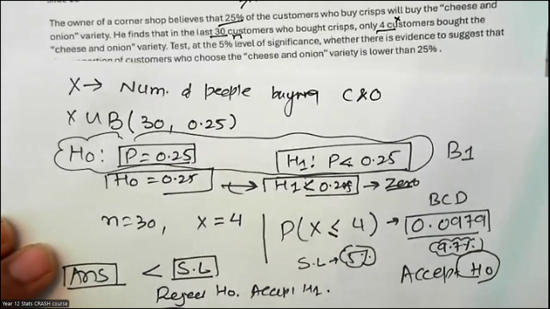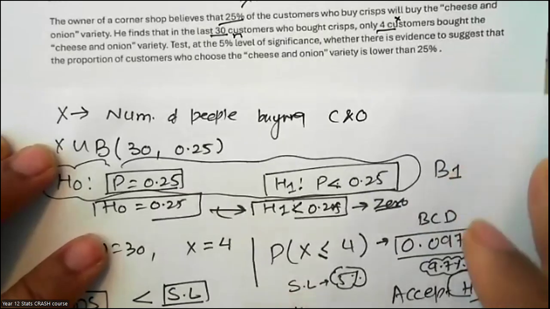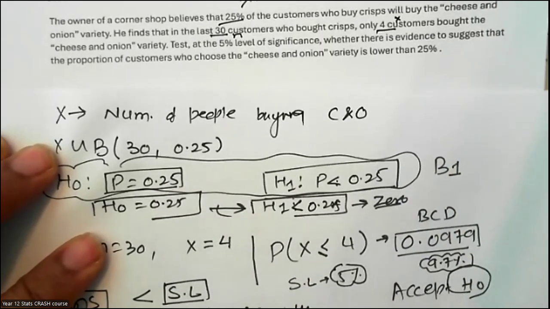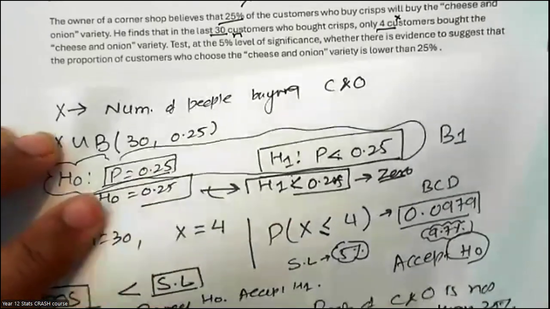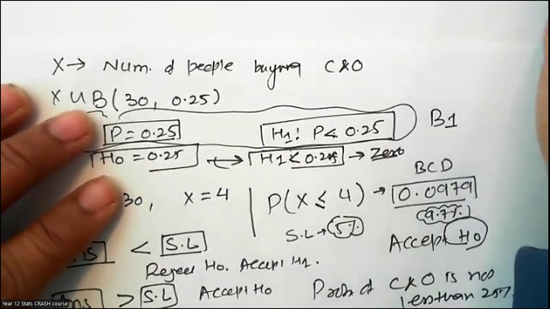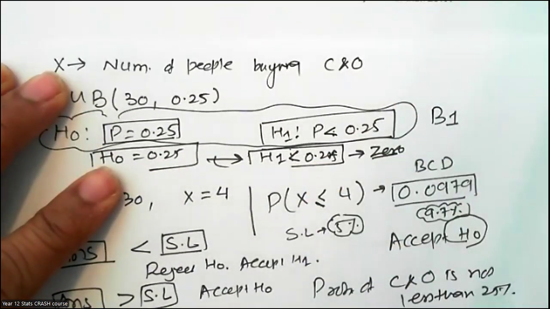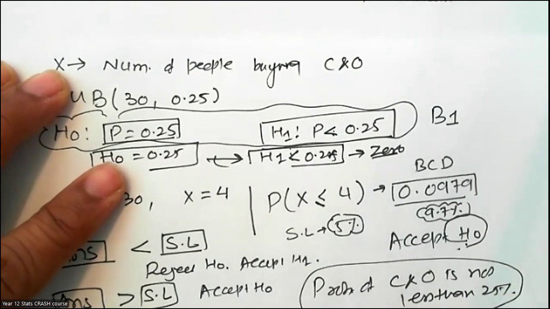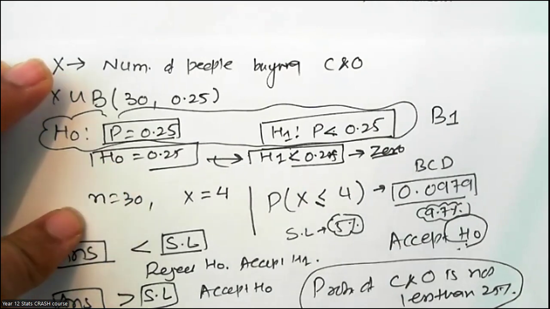We have to write the answer in terms of context as well after that. That means what? The probability of people buying cheese and onion is not less than 25%. Okay, because that's what the context was. We accept the original thing. The probability is 25%. That is the first example of hypothesis testing on one-tailed.